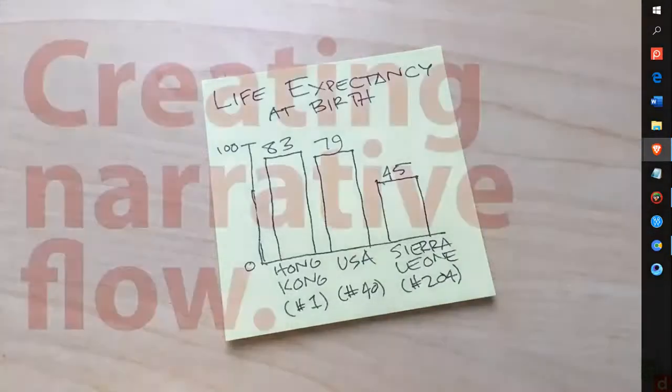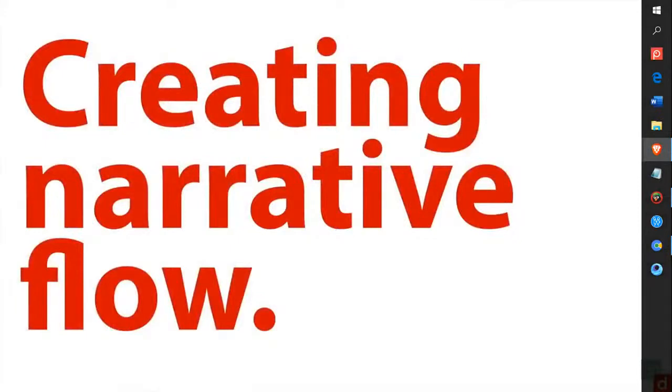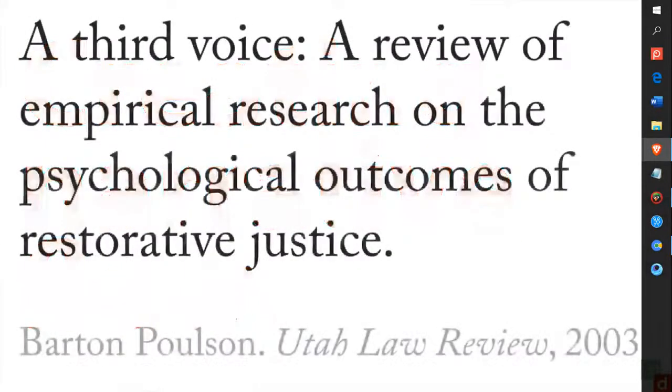But now let's talk about creating narrative flow in your presentation graphics. To do this, I'm going to pull some charts from my most cited academic paper, which is called A Third Voice, a Review of Empirical Research on the Psychological Outcomes of Restorative Justice. Think of that as mediation for juvenile crimes, mostly juvenile. And this paper is interesting because really it's about 14 bar charts with just enough text to hold them together.